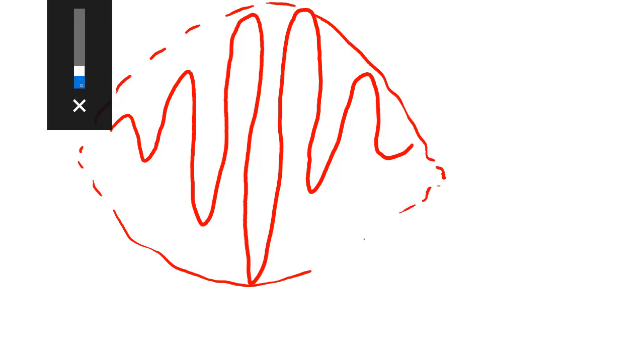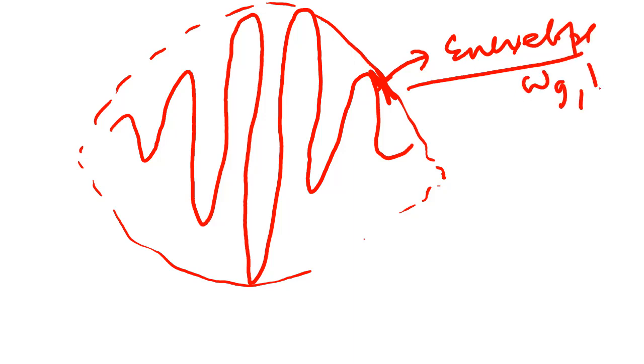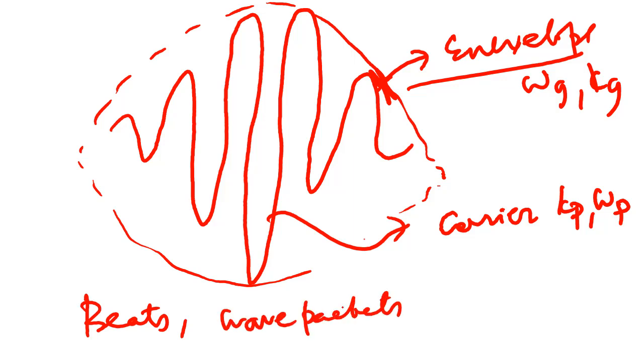So this dotted one is the envelope. The envelope is the one that has omega g and kg, and this is the carrier wave, which has kp and omega p. When we add two different waves that have different wavelengths and different frequencies, what we get is beats, or something like wave packets, that can actually describe the pulses of light that come out of, say, a laser.